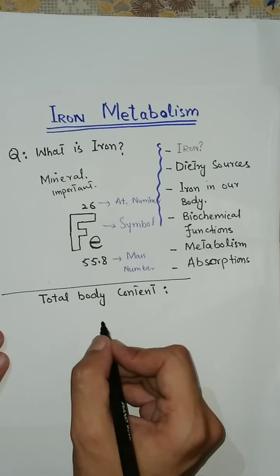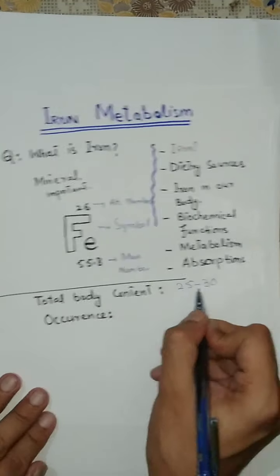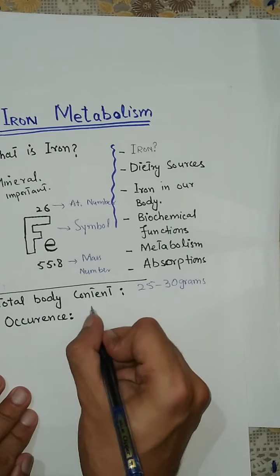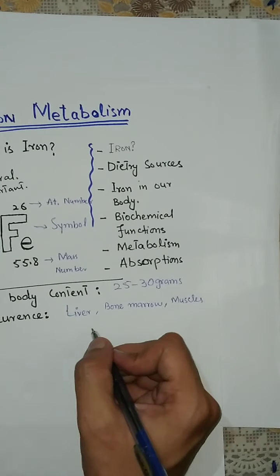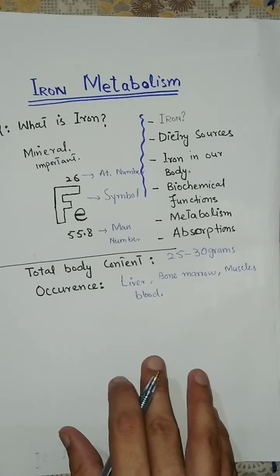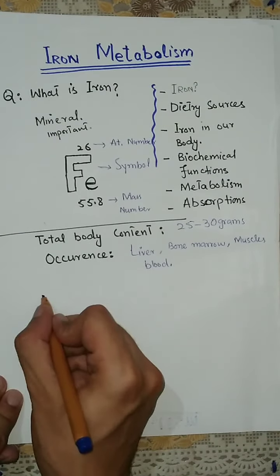Total body content of iron. How much iron is present in our body? About 25 to 30 grams of iron is present in our body, which is distributed in different parts of the body, for example, liver, bone marrow, muscles, tissues, and blood.